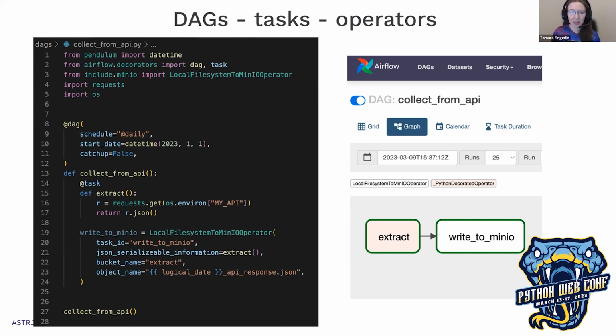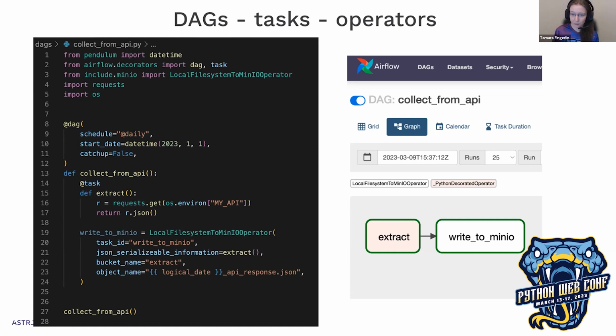And then, as you can imagine, there's a lot of code that you don't want to repeat. So what happens is that people have defined operators. An Airflow operator is simply a Python class that abstracts over a task that you might want to do repeatedly. So here I use the local file system to min.io operator, which takes in a JSON serializable information and puts it into a min.io bucket. And you can see I only provide some parameters. I don't even think about the min.io API. I don't have to do a direct call. And the AstroPython SDK is one of those packages that contains a ton of operators that do a lot of things for you.